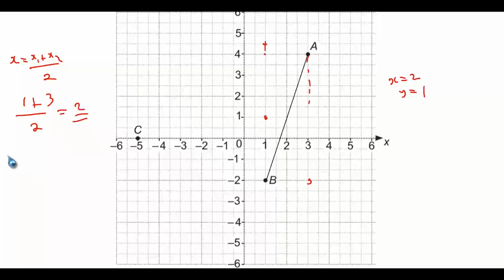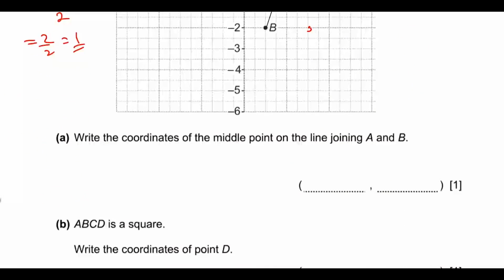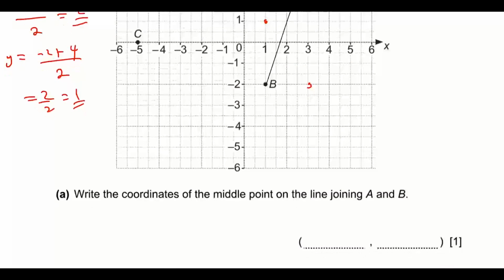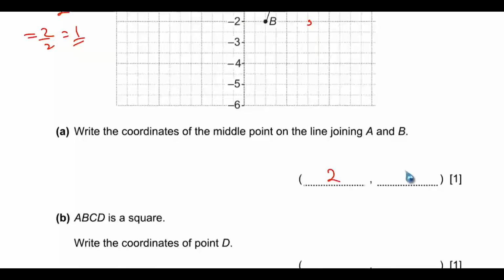So the same thing for y. Y will be equals to y1, y1 is -2 plus y2 is +4. If you add them together and divide by 2, you still have 2 out of 2 and you get 1. So you can use any method of your choice. So x equals to 2, y equals to 1.